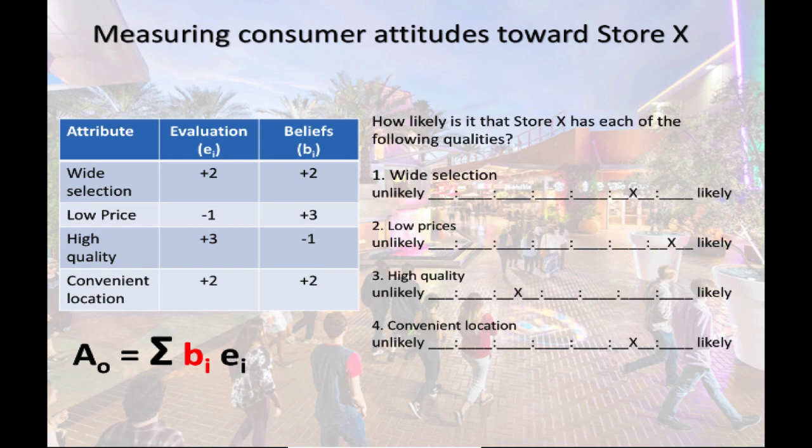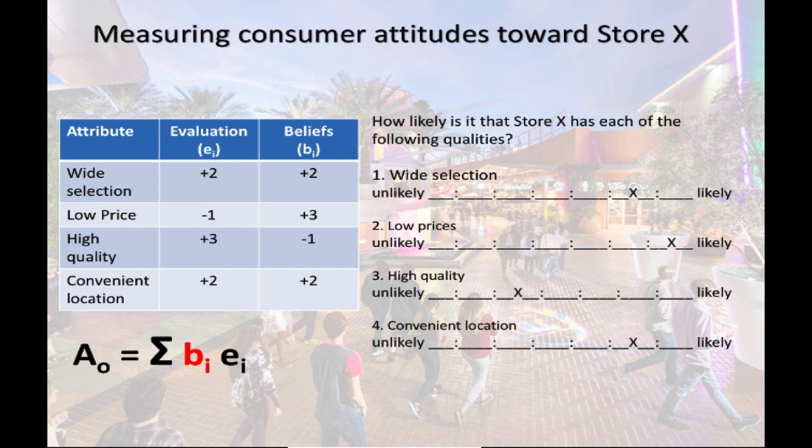So again, we see our simplified Fishbein multi-attribute model formula down below. So this set of questions obtains the B component. And as the formula shows, we're going to multiply these together. So we're going to multiply for each attribute the belief and the evaluation. And then we're going to sum the products together to obtain the attitude toward the object, in this case, Store X.